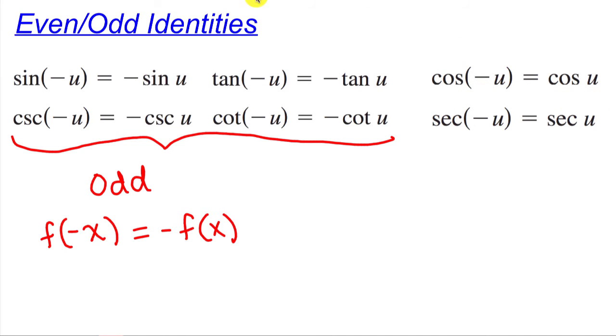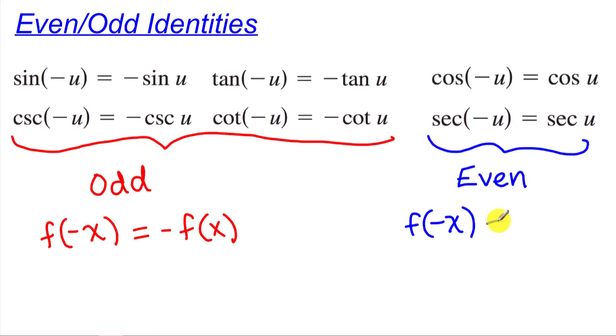That leaves us with cosine and its reciprocal, and these are even functions. So cosine of negative u is equal to cosine of u. Similarly, secant of negative u is equal to secant u. These are even because the definition of an even function is if we put a negative input in we're going to get back the original output, f of x.